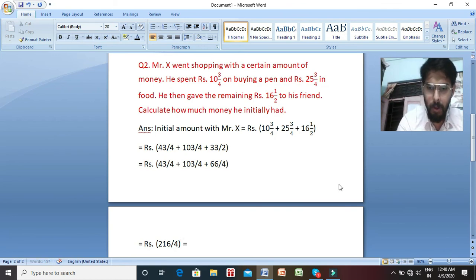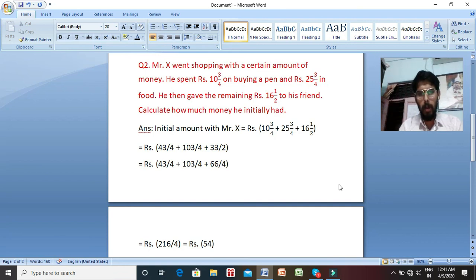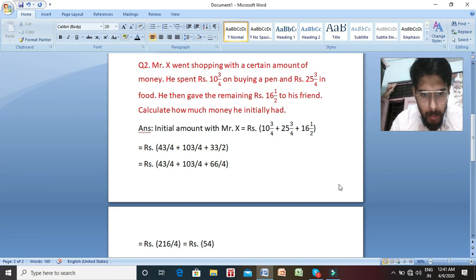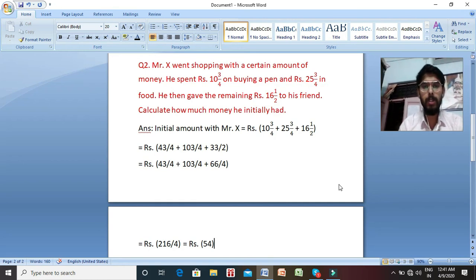Pardon me if I'm wrong. And that should be, again, we are able to cut it now. So that should be 54. Okay, so 54 rupees was the total amount that he was holding in the beginning, is it? 4 5s are 20, 216. Yes, 4 4s are 16, right? So 54 rupees is the total amount that he was having in the beginning initially. So this is the answer to your second question.